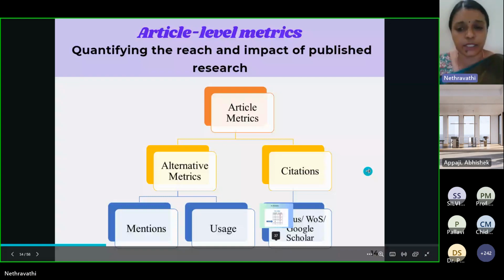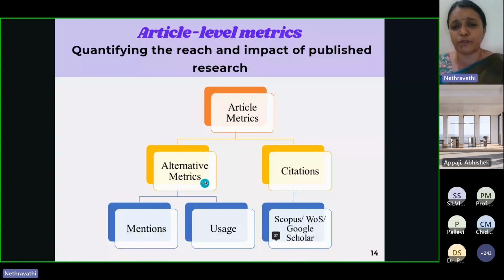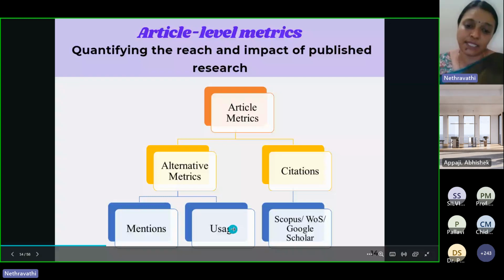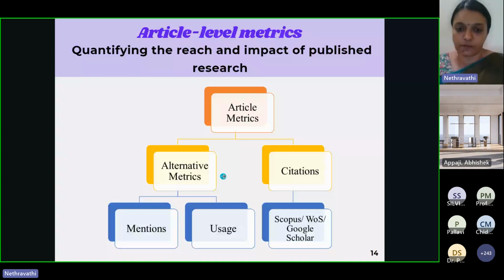Apart from citations, we have alternative metrics. Sometimes you can find it as altmetrics, which stands for alternative metrics. So what are the other types of metrics we have for an article? Under that we have mentions and usage. These alternative metrics come from social networking sites, like Mendeley, or even Facebook, Twitter, Instagram, ResearchGate, or any other web page.